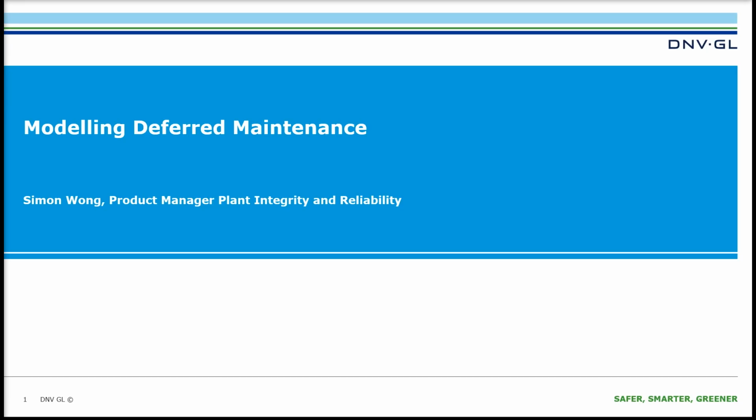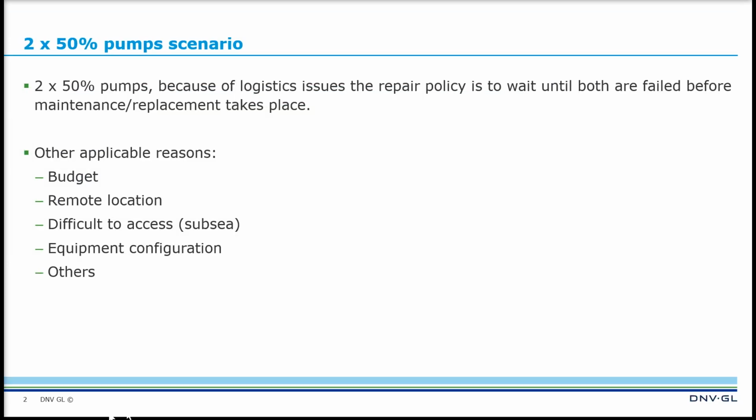Hello everyone, our topic today will look at deferred maintenance, which are repairs to assets that get delayed or backlogged. In this scenario, we would like to model two pumps which are running in parallel in a remote location, and because of logistics issues, the repair policy is to wait until both pumps fail before maintenance or replacement takes place. To do that, we use the black box concept in order to satisfy a deferred maintenance response.